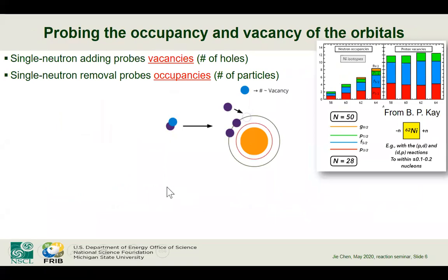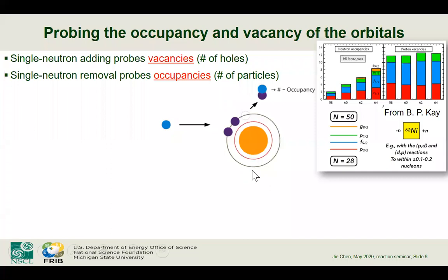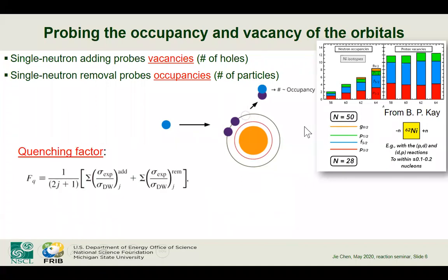It is well known that single-neutron adding reactions probe the vacancies of the orbital, and single-neutron removal reactions probe the occupancies of the orbital. So as I show here, you can see that in the nickel isotopes, we can probe the vacancies and occupancies of the orbital using one-nucleon transfer reactions. Based on this basic principle, we can define the quenching factor of one-nucleon transfer reactions.